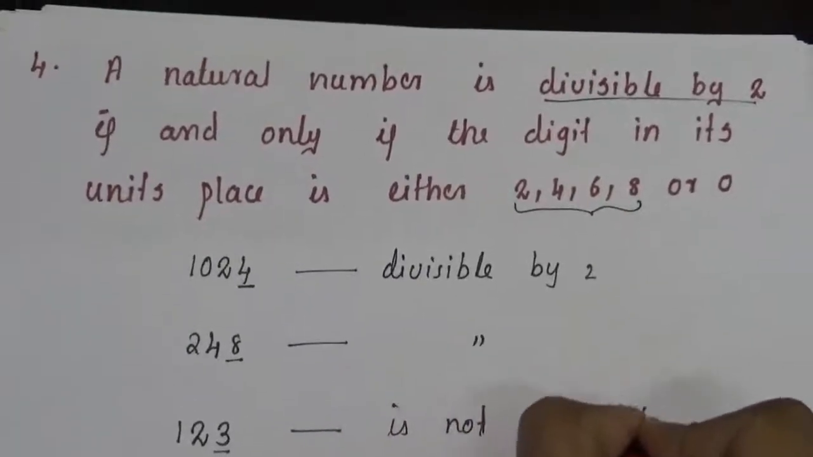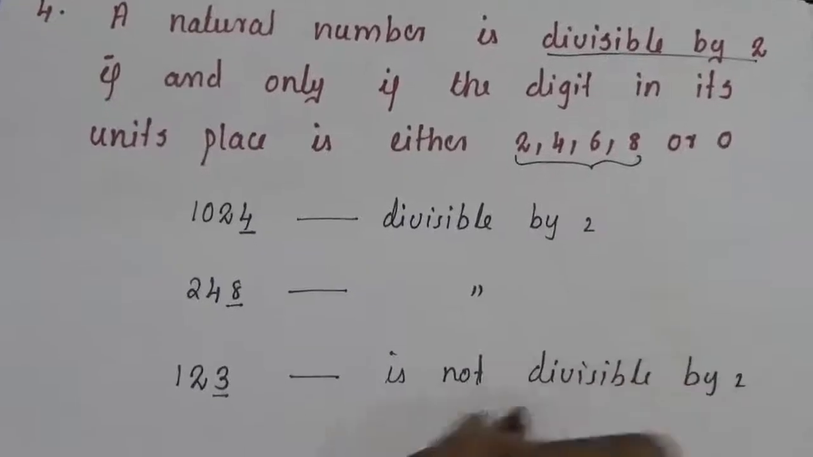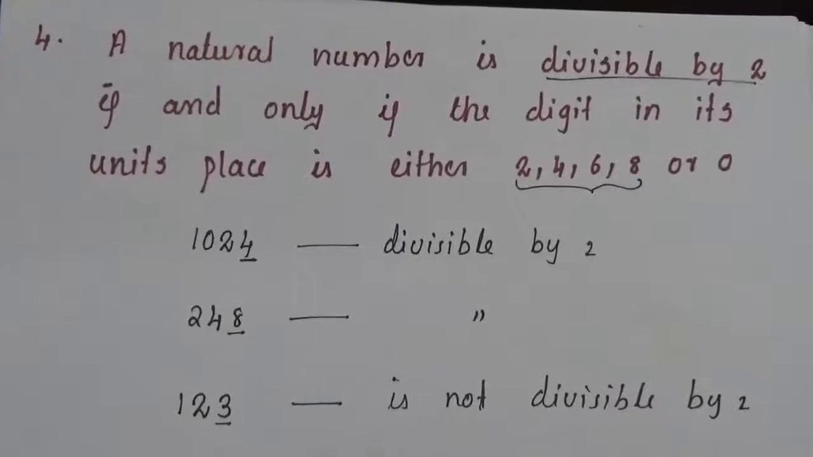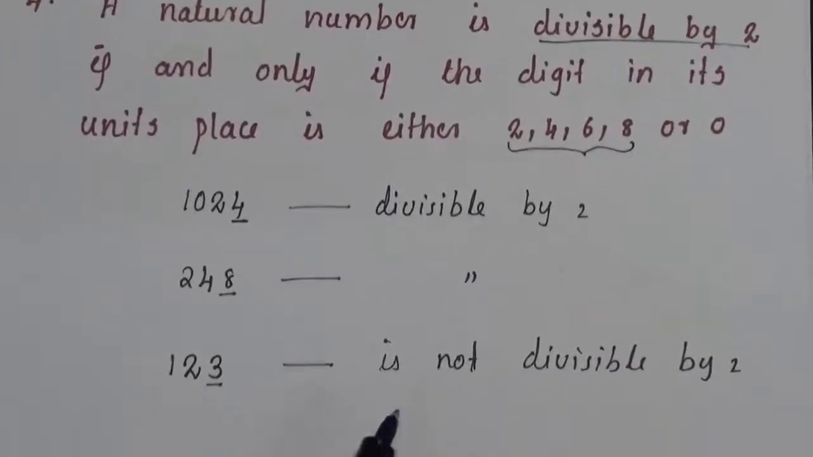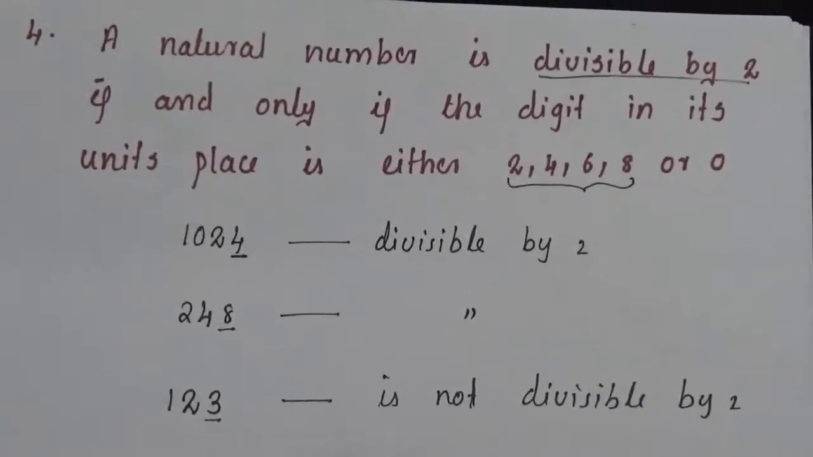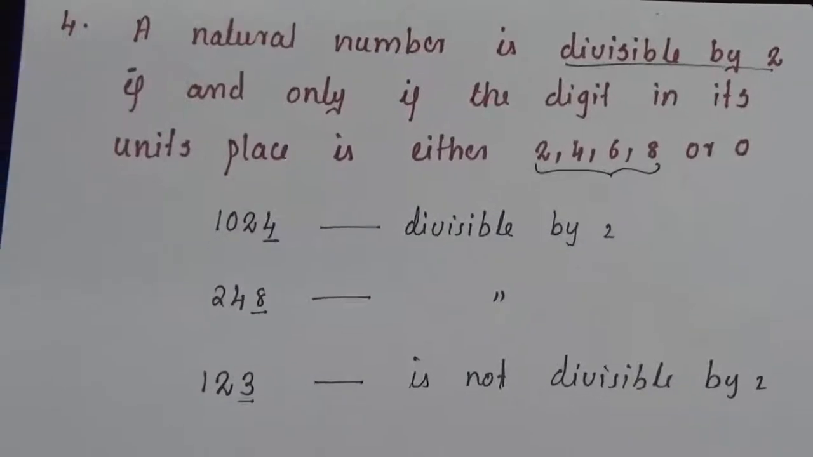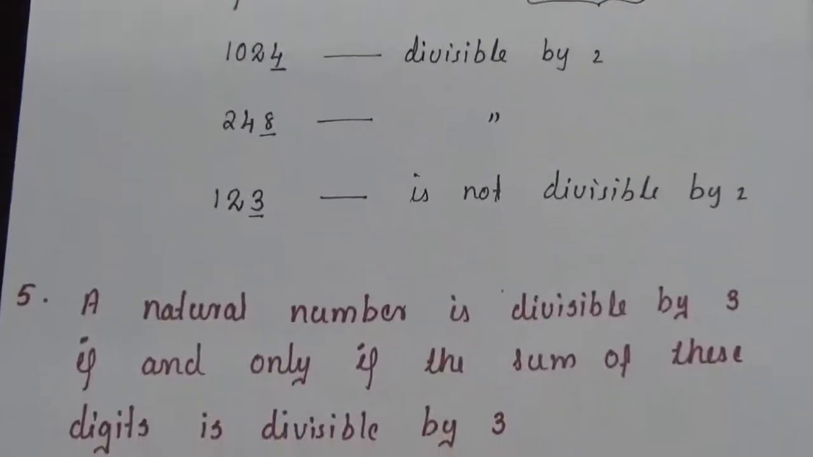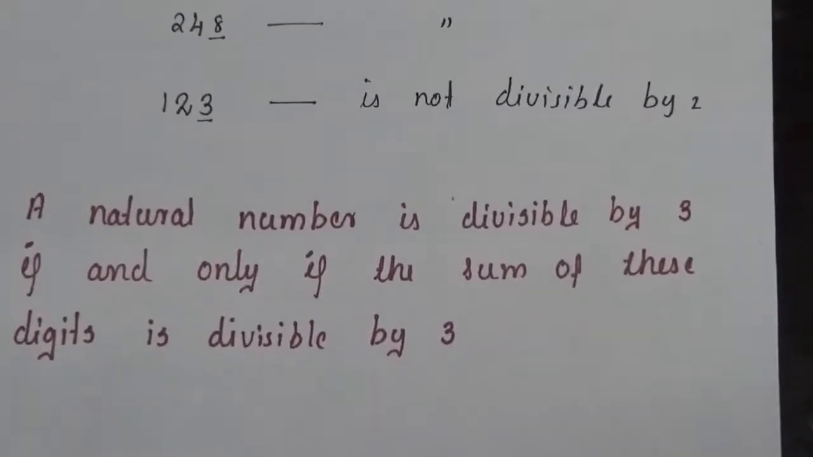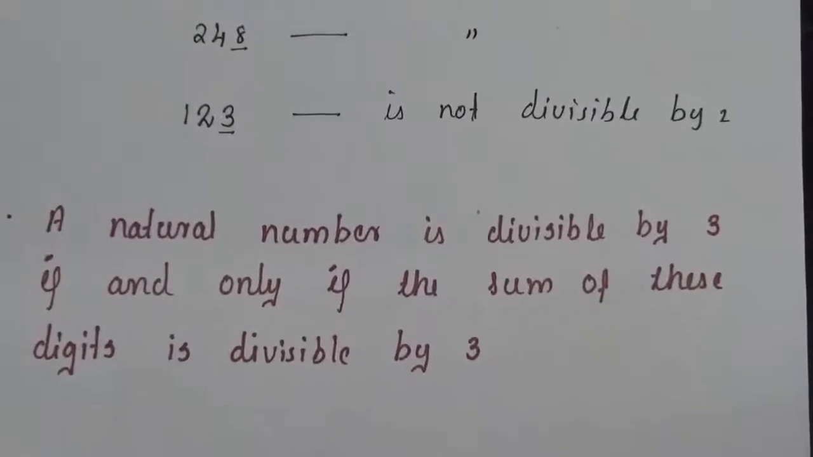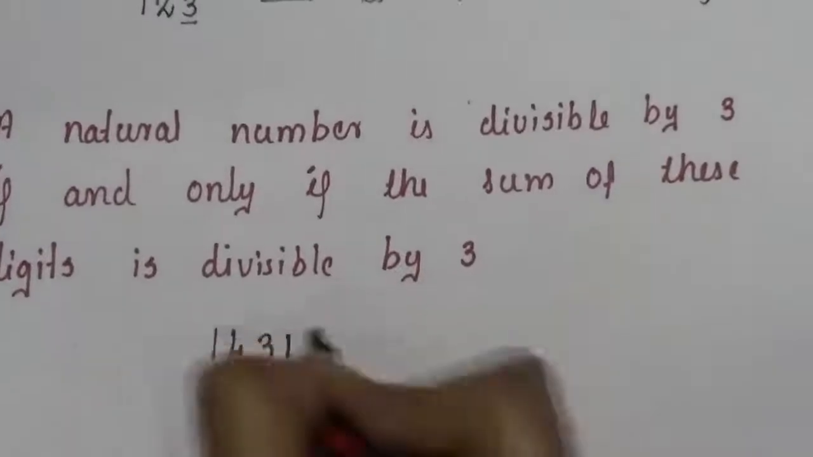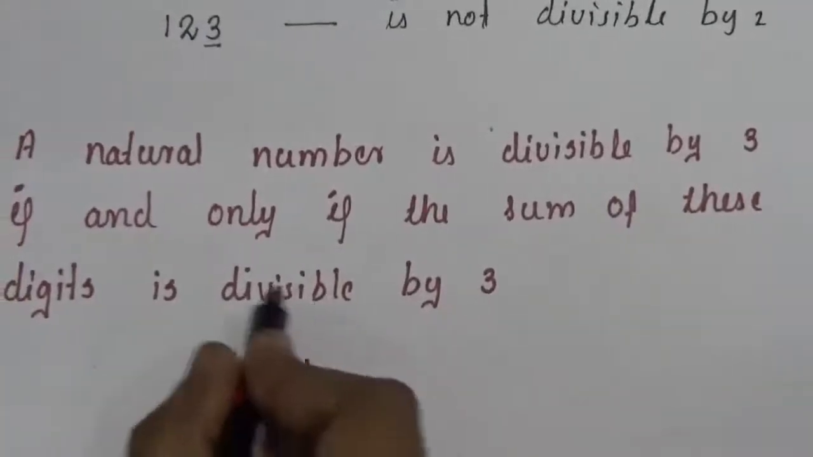So remember, to check whether a number is divisible by 2, you need to check whether the digit in its units place is either 2, 4, 6, 8 or 0. And next is the divisibility rule of 3. A natural number is divisible by 3 if and only if the sum of its digits is divisible by 3. Okay, for example, let's consider a number 1431.